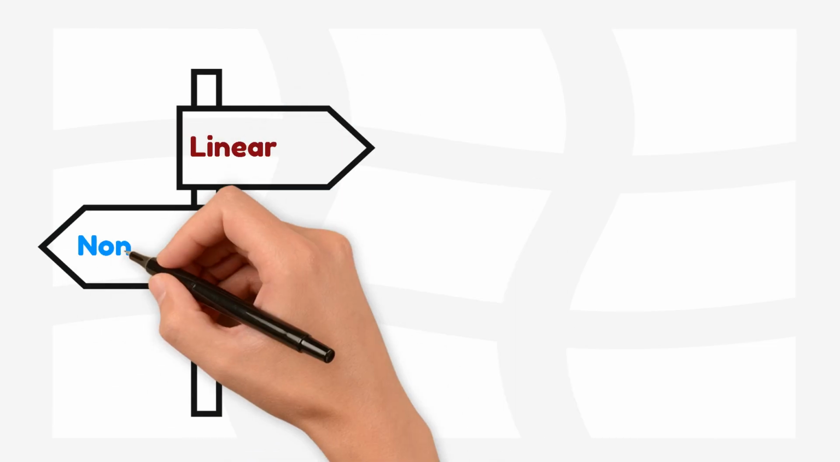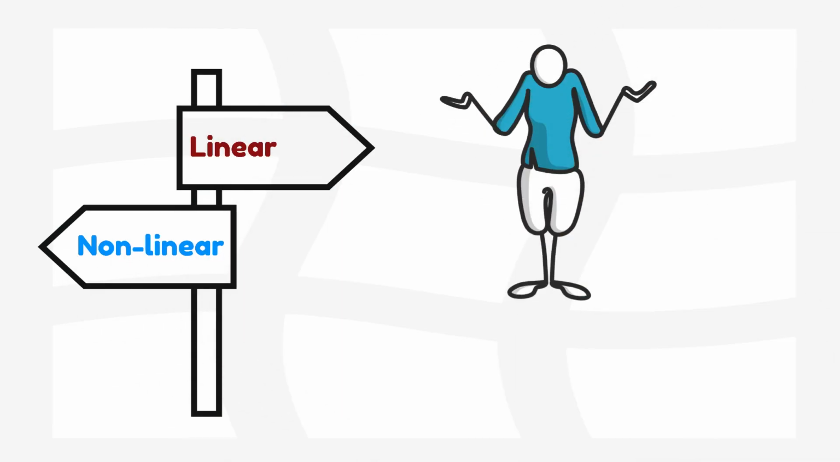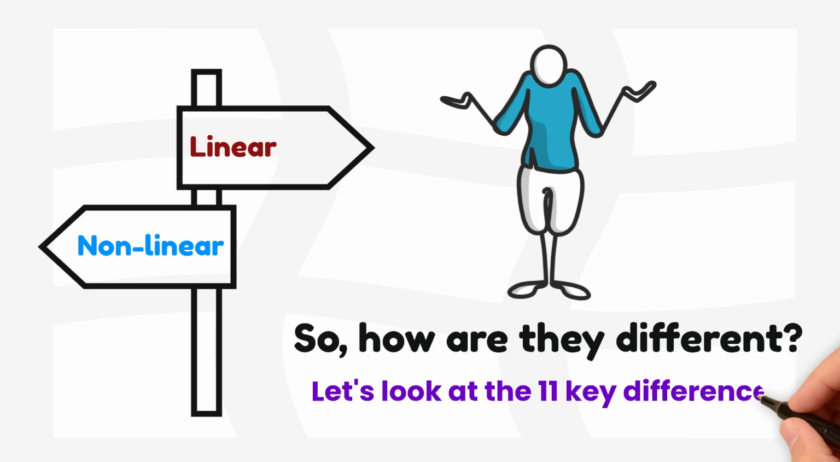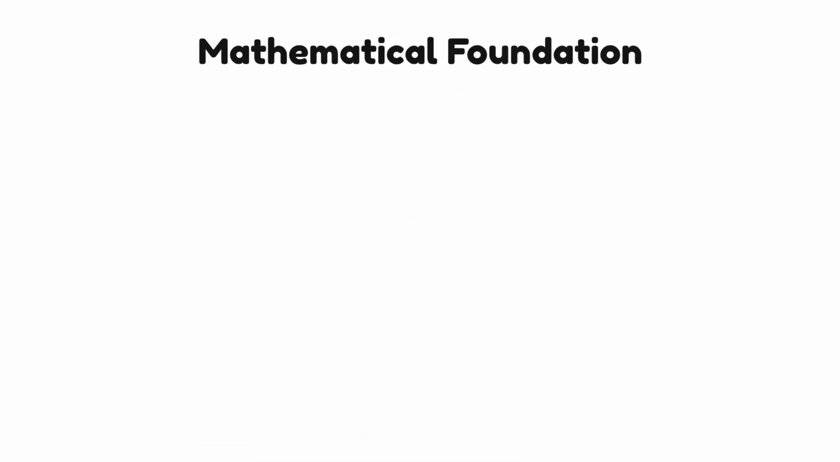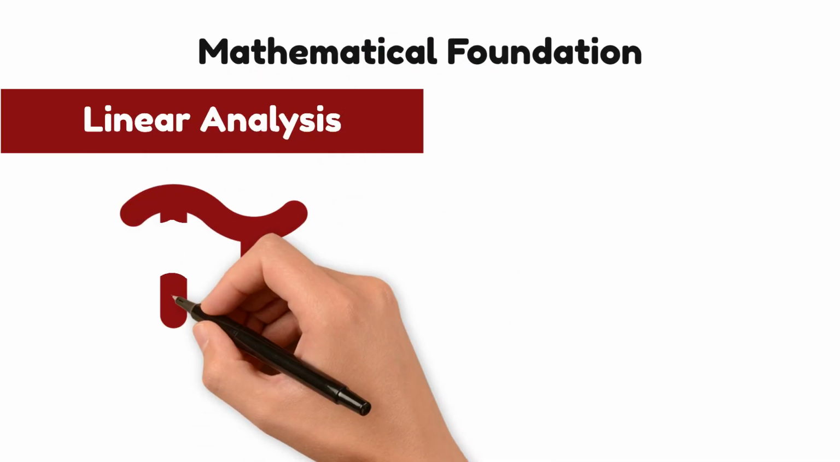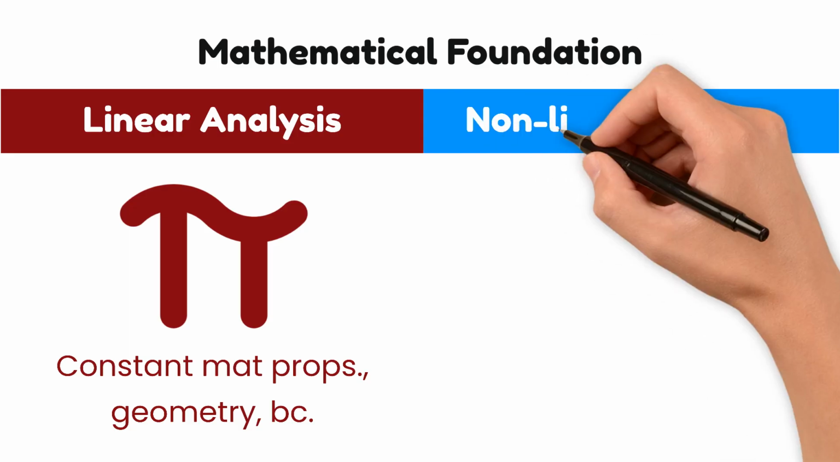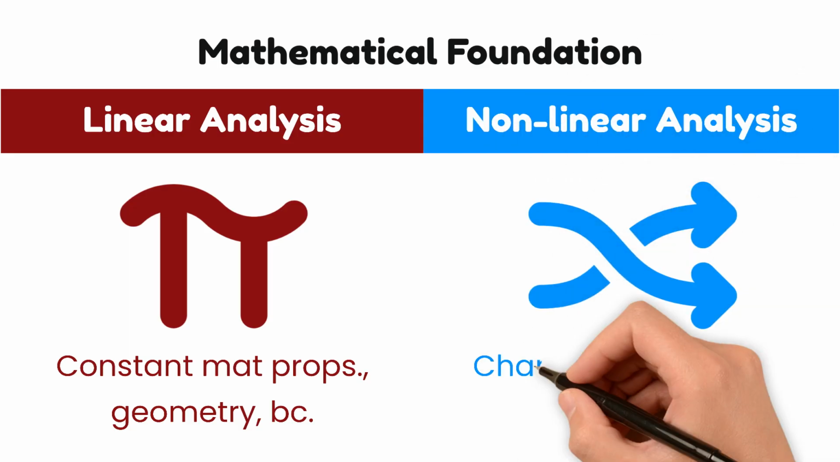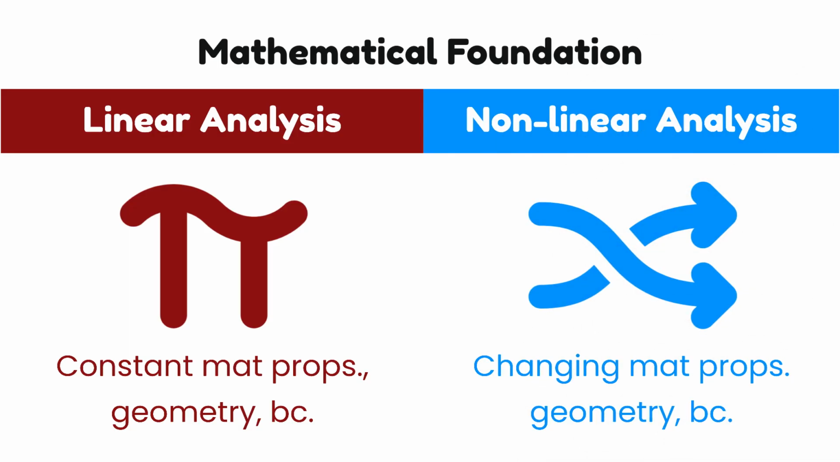Alright, so what actually makes a linear analysis different from a nonlinear one? Let's break it down step by step and look at the 11 key differences that every FEA engineer should know. At a mathematical level, the main difference starts with the assumptions. In linear analysis, we assume everything stays constant, whether it's material properties, geometry, or boundary conditions. But in nonlinear analysis, those things can change as the load increases. The material may soften, the shape can distort, or even the constraints can shift.